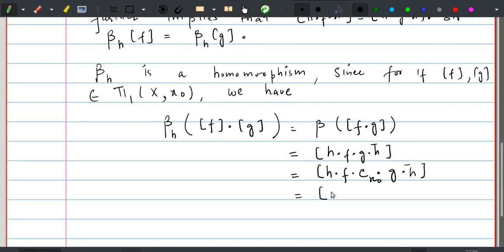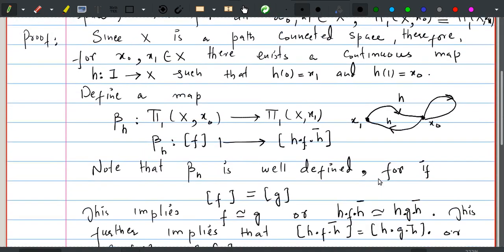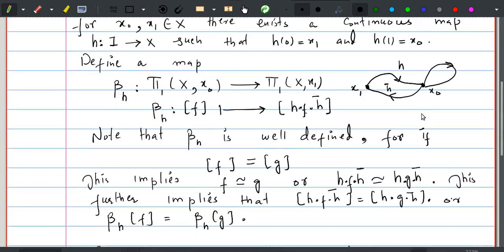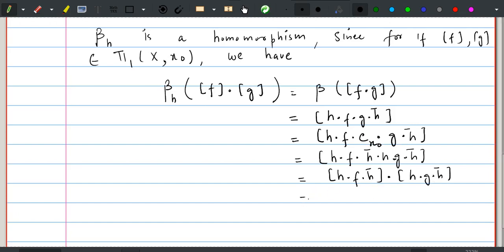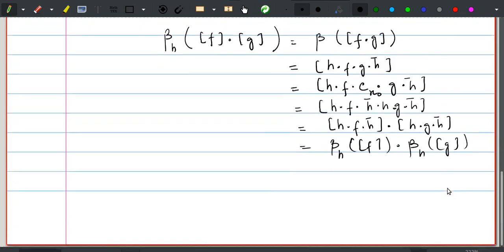Now this is same as h dot f dot, now the c x naught, this is first you travel, so this is h bar here, first you travel h bar and then h, then we get a loop at x naught. So this is h bar dot h dot g product with h bar. So this is same as homotopy class of h f h bar dot h g h bar, that is beta h of the homotopy class of f dot beta h of homotopy class of g. So this proves that beta h is a homomorphism.